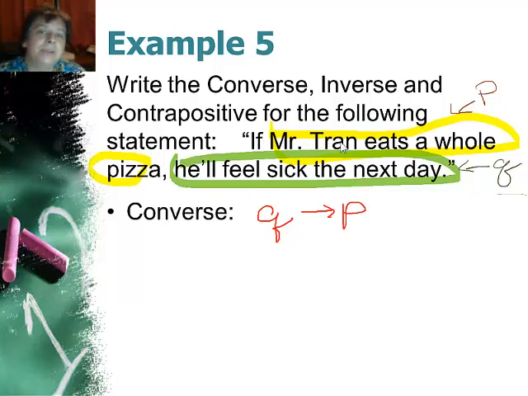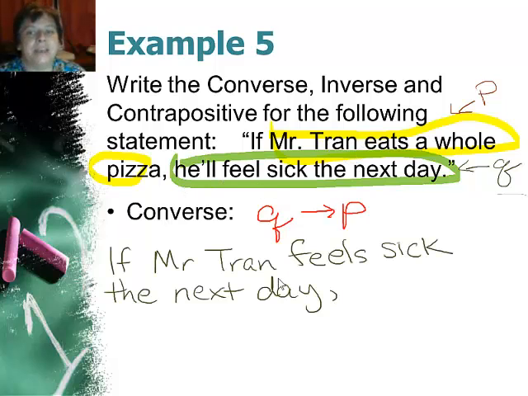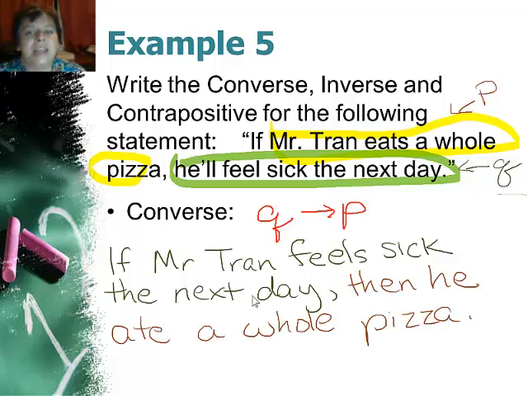Now, sometimes you can have words like Mr. Tran switch between those two, and I did that here. If Mr. Tran feels sick the next day, and I adjusted the verbiage to make it feel a little better, not super important, but it helps. If Mr. Tran feels sick the next day, then he ate a whole pizza.